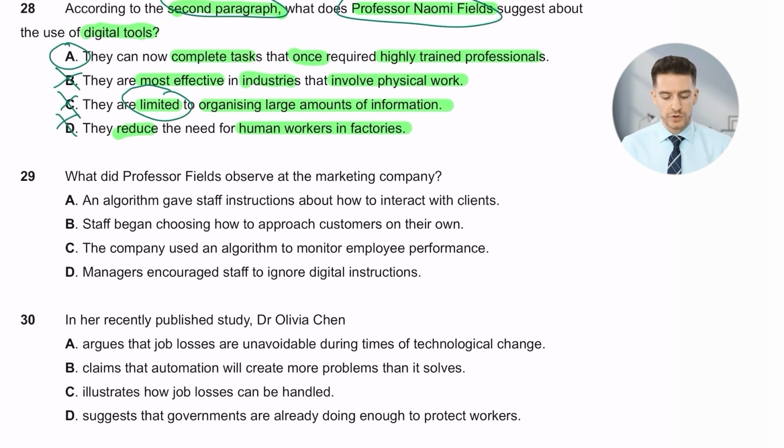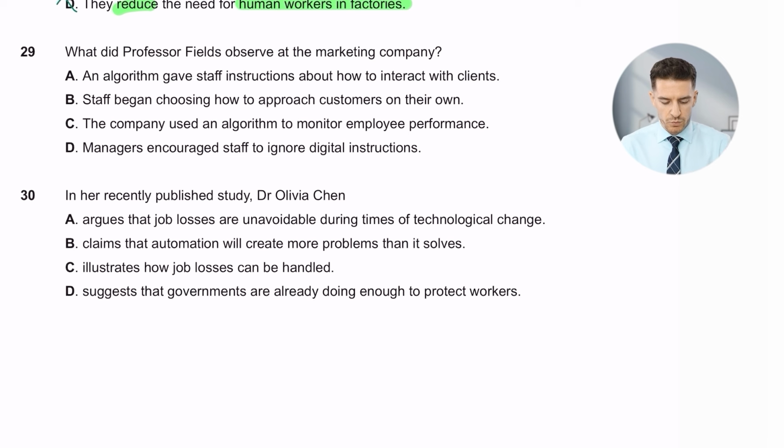All right, so let's move on to question 29 now. What did Professor Fields observe at the marketing company? So again, this is making it very clear what we need to look for. So that's great. Now let's quickly look at the potential options.